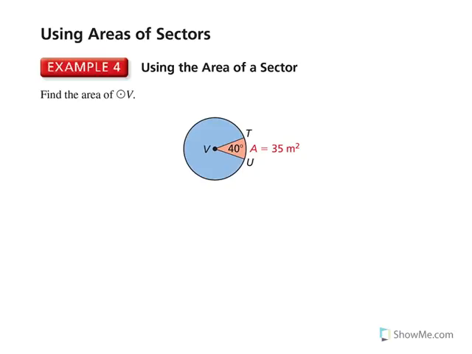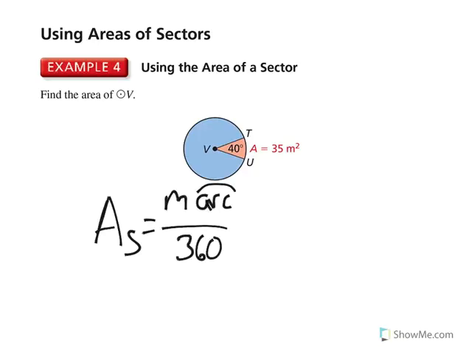In this next example, we're going to look for the actual area of the circle. We're going to use the area of our sector to solve for what the area of the circle would be. So once again, we have area of a sector is equal to the measure of an arc over 360 times the area of that circle. I'm going to write it as area of the circle.